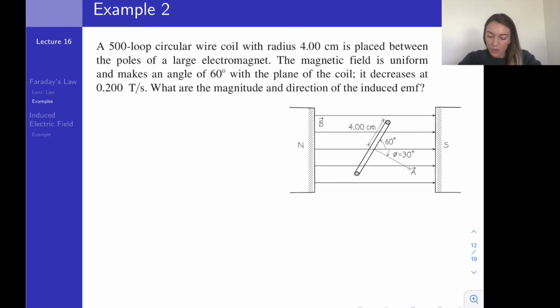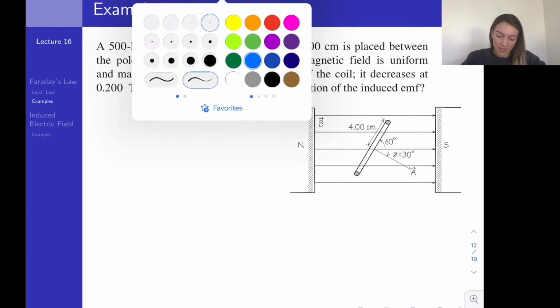Okay, so we want to know what is the magnitude and direction of the induced EMF. And the 500 loop circular wire, imagine just one loop of wire, and then we just put 500 of them on top of each other, and they're very, very thin. So there are 500 loops here, not just one single loop. So, okay, now we can find the magnitude of the EMF.